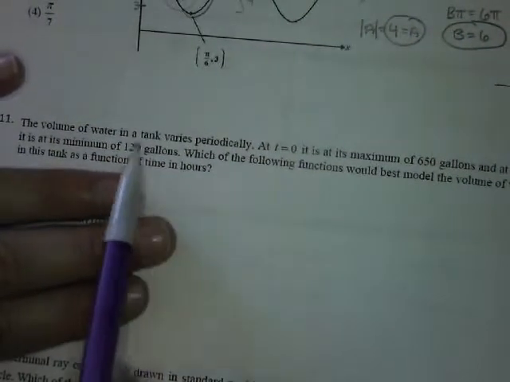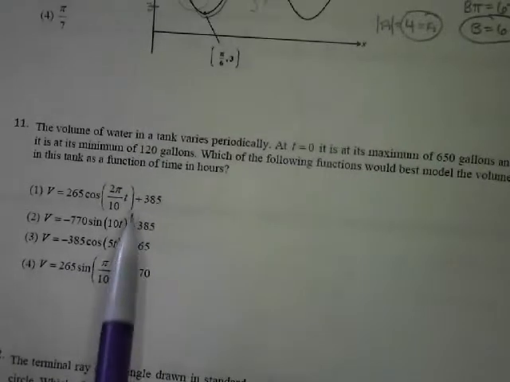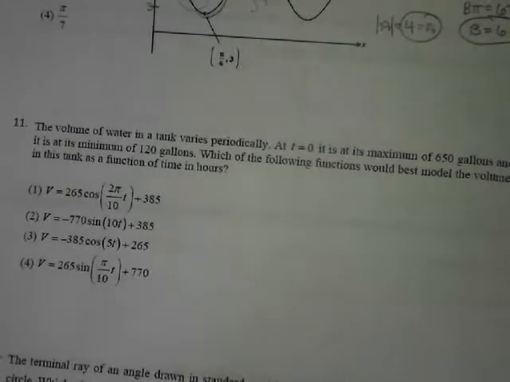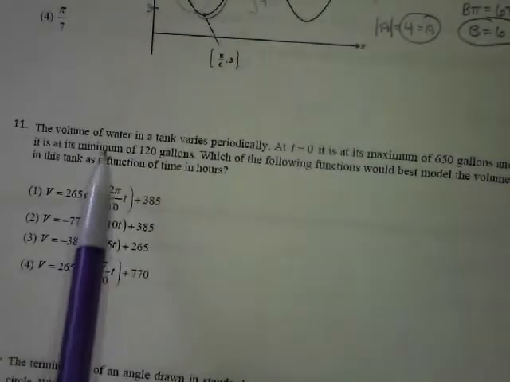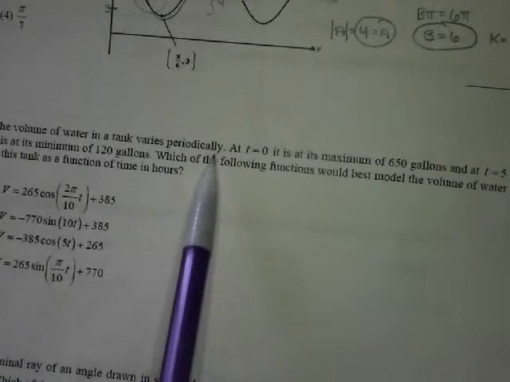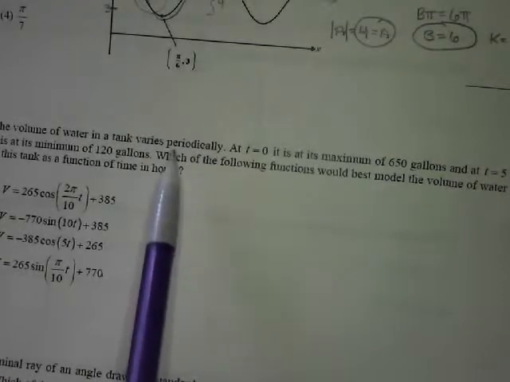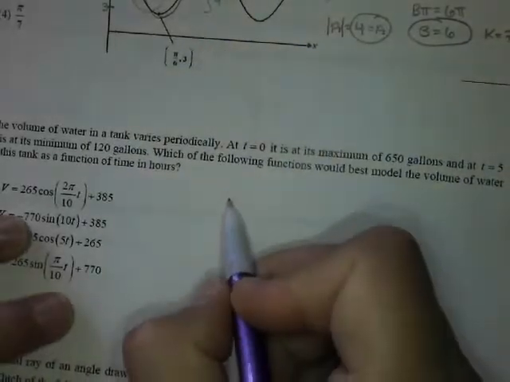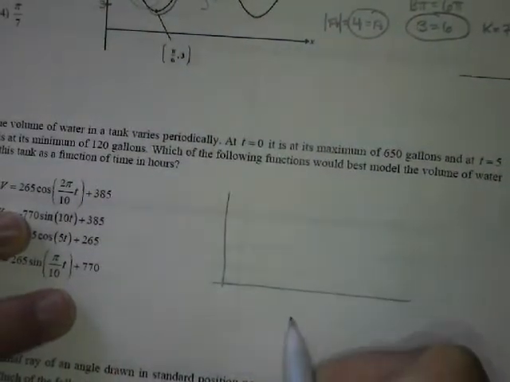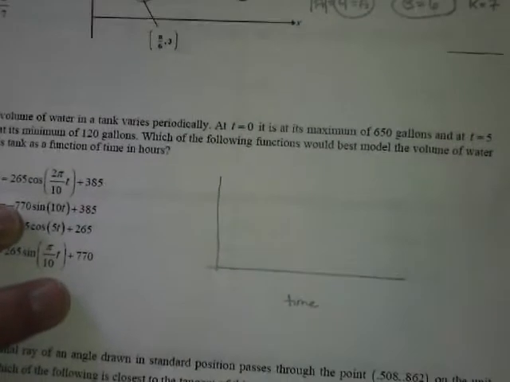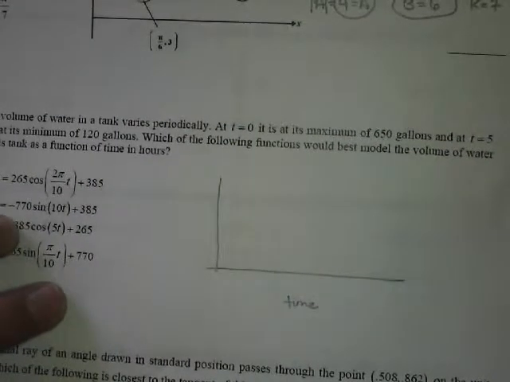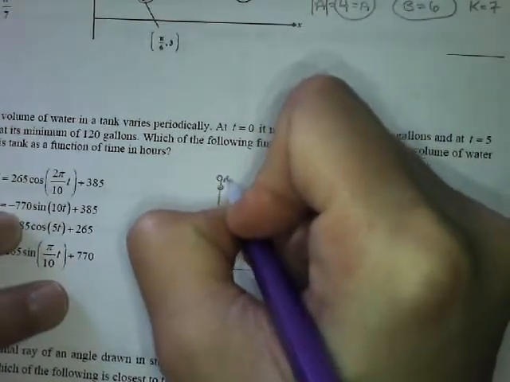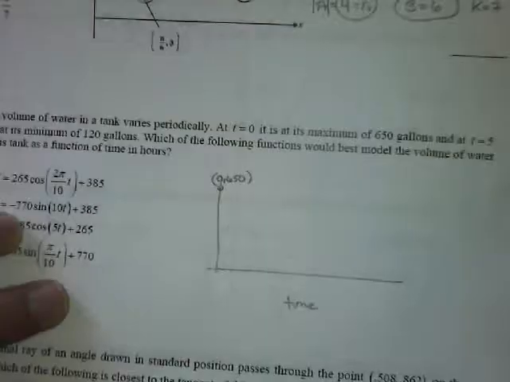So for this particular one, I'm going to just ignore these for now, even though there might be an easier process of elimination way of doing it. I'm just going to do this from scratch. The volume of a water tank varies periodically. You see periodically, you should immediately know, okay, this is a trig question. At t equals 0, I'm going to sketch this, and t is time. We're at a maximum of 650. So that's the point 0, 650.